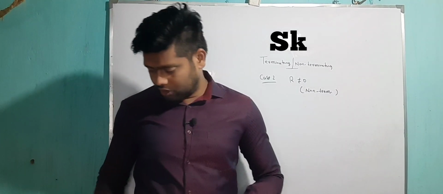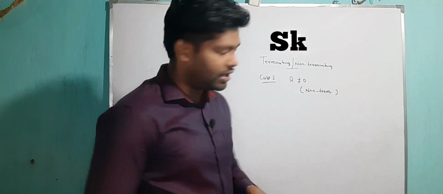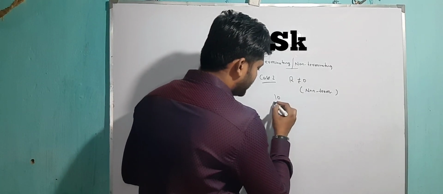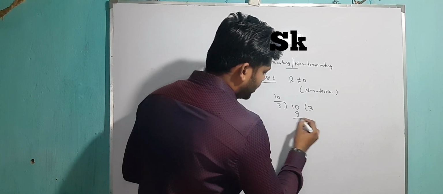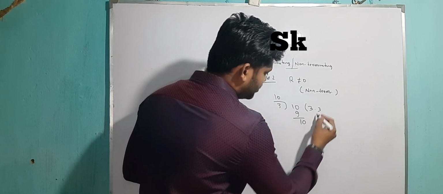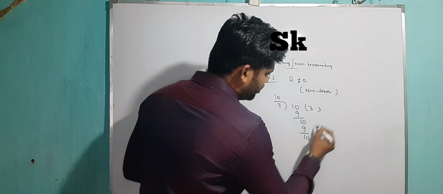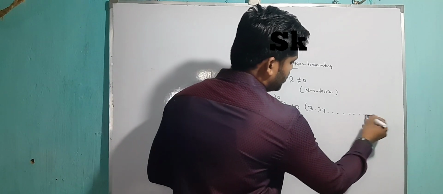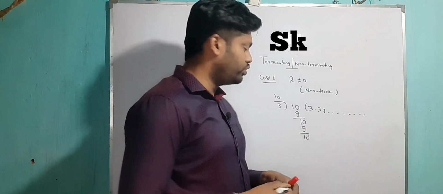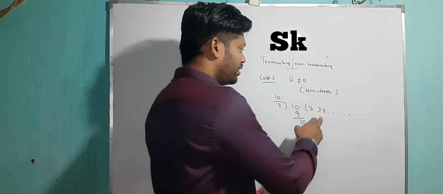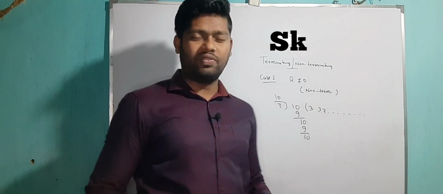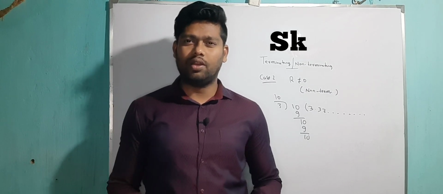Now let me show you what is non-terminating. When the remainder is not equal to 0, just like 10 by 3. Now divide this: 10, 3 threes are 9, again 10, 3 threes are 9, again 10. So many times it will come, and so on. It's not going to end, the remainder. Then we say non-terminating. So this is the small difference between terminating and non-terminating.